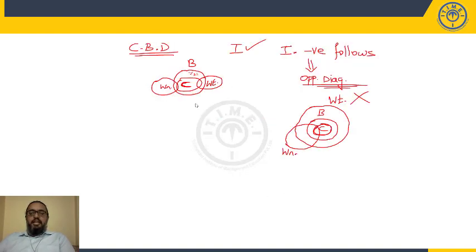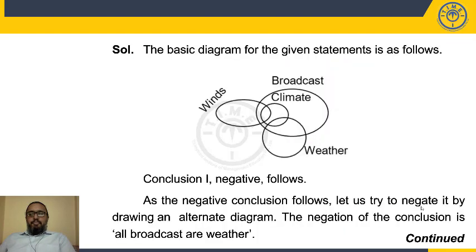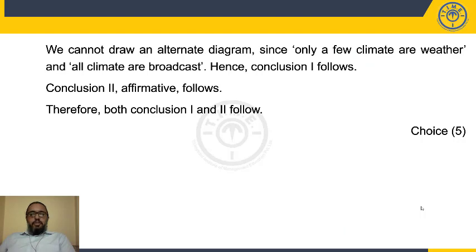And the second one, some winds are broadcast. Now it's a positive conclusion. We can directly check in the combined basic diagram. Now see, this is the winds circle and this is the broadcast circle. Are some winds broadcast here? Yes, it's a positive conclusion that satisfies your combined basic diagram. We say it follows. So my answer to this is both 1 and 2 follow. That is your answer. It is choice 5.